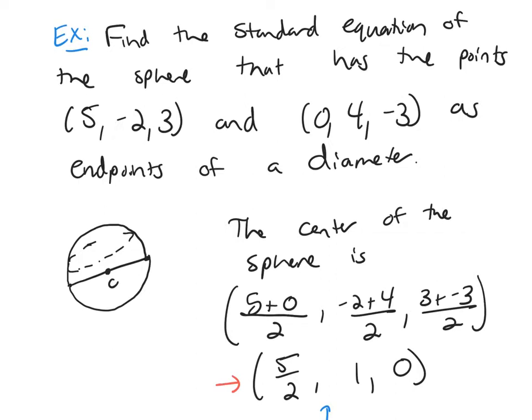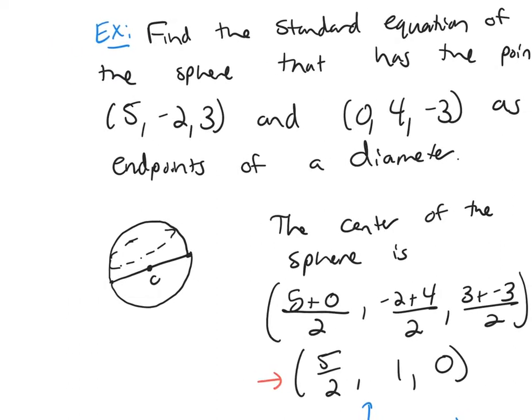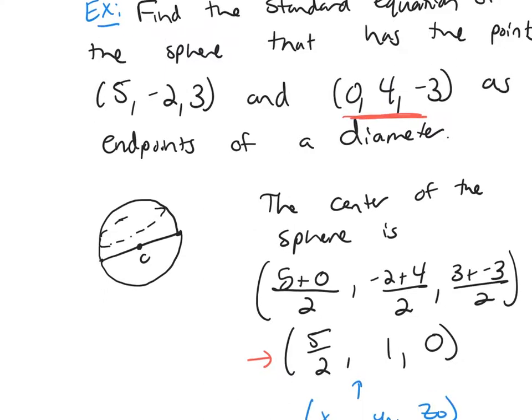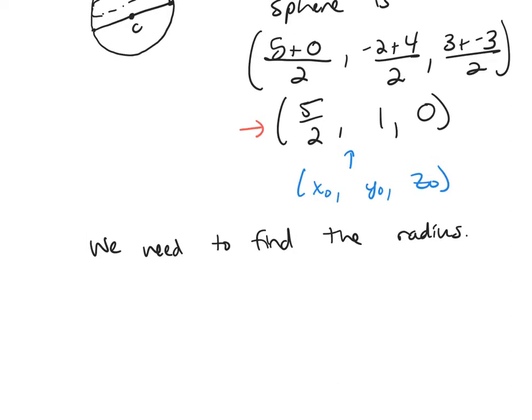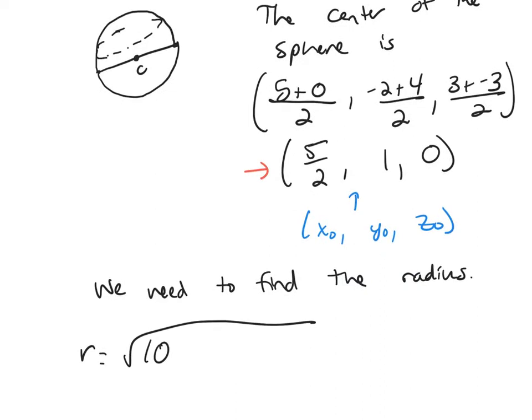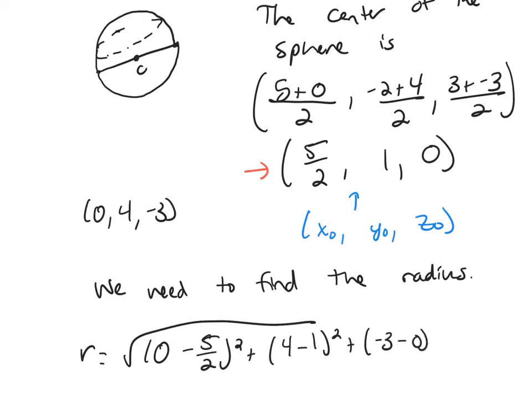The one I'm going to choose is the second point right here. It doesn't matter which one you pick. So let's go for this one. And I'm going to find the distance between those 2 points. So the radius will be the square root. Maybe I'll write it down here so we have it. That point that I'm going to use is the point 0, 4, negative 3. So 0 minus 5/2 squared, 4 minus 1 squared, and negative 3 minus 0 squared.